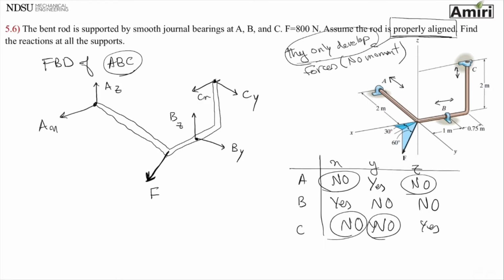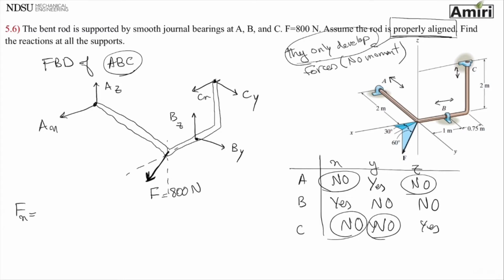Okay, so let's find the components of this force. F is given as 800 newtons. For the components of this force, you have to go back to chapter 2 to remember how to do this. This is where we have the transverse angle, so I'm going to go over it really quick.